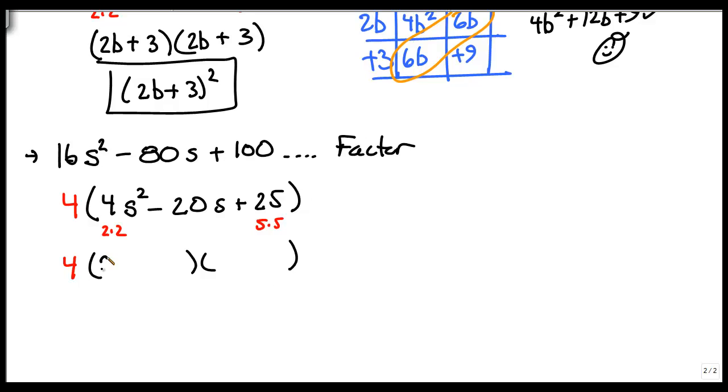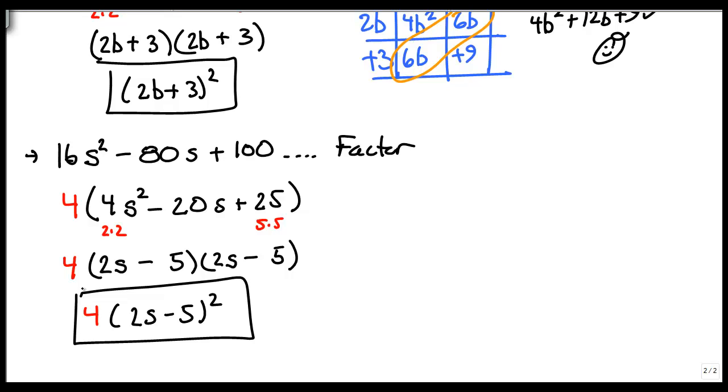Now I'd have 2s in each of my front positions, first, outside, insides, and lasts. Now in my last positions I'd have a 5 and a 5. Now notice the 25 has to be positive, so these either have to be both plus 5 or both minus 5. And this is the sign up here that tells me what they have to be. They have to be negative in order to get a negative 20s out of this. So if you want to double check that by FOILing it out or using the box method, you can. But because I multiply 2s minus 5 by itself, that tells me that I'm going to have quantity squared. So that's another shortcut way of writing that too.